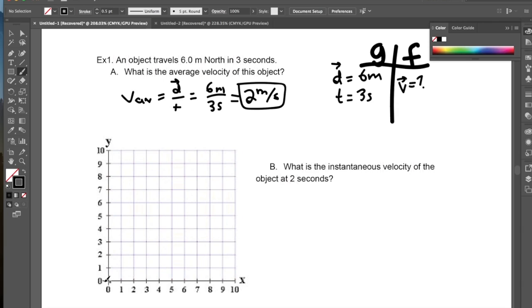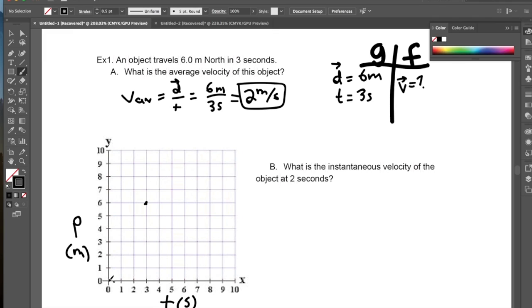Now what we want to find is the instantaneous velocity of this object at 2 seconds. So we're going to look over here, and we're going to put a point at what we know. It's 6 meters over 3 seconds. This is what will be a position time graph. So this is going to be position, and this is time. Position in meters, time in seconds.